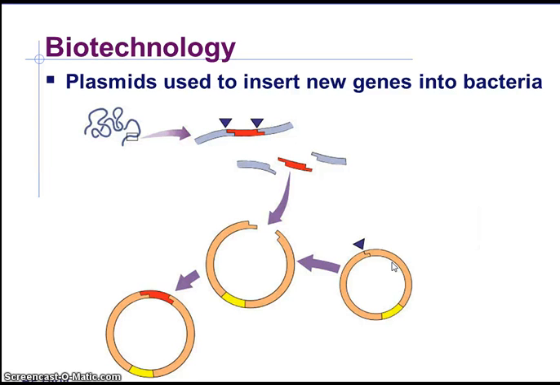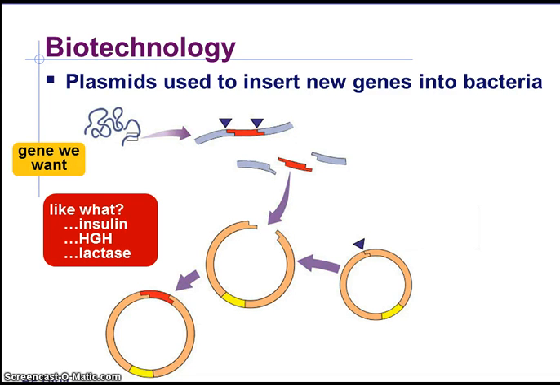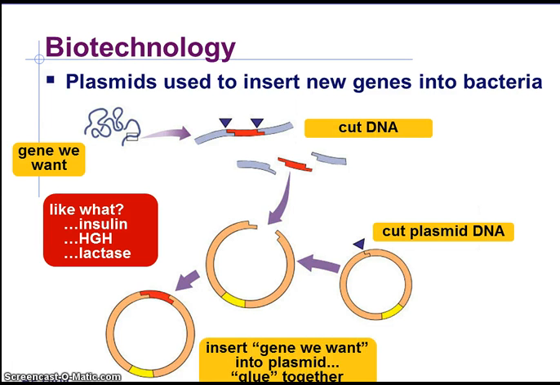And so plasmids are used to insert new genes into bacteria. We get the genes we want: insulin, lactase, so that you're not lactose intolerant, human growth hormone. We'll cut the plasmid DNA, insert the gene we want, glue them all together with ligase, and we get a recombinant DNA.